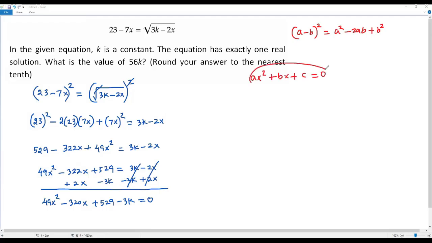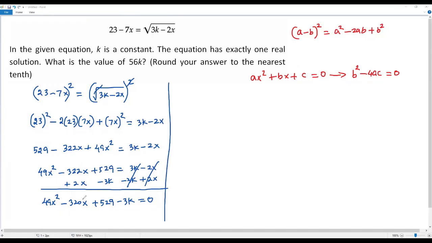When we have a quadratic equation in standard form and the quadratic equation has only one real solution, then the value of the discriminant b square minus 4ac must be equal to 0. Here b is the coefficient of x, a is the coefficient of x square, and c is the constant term. The question says that the given equation has exactly one real solution, and we have simplified this equation and got a quadratic equation in standard form. Since the given equation has exactly one solution, for this quadratic equation also, the value of the discriminant b square minus 4ac must be equal to 0.